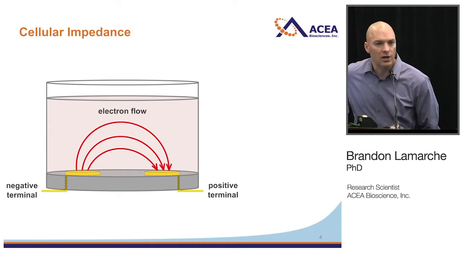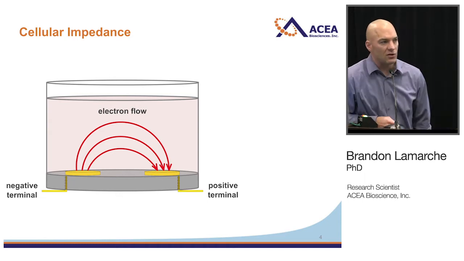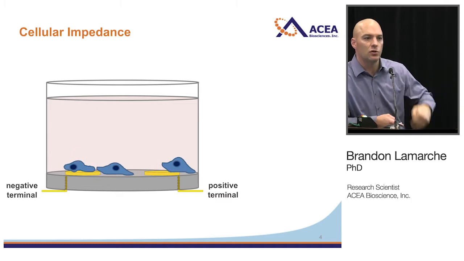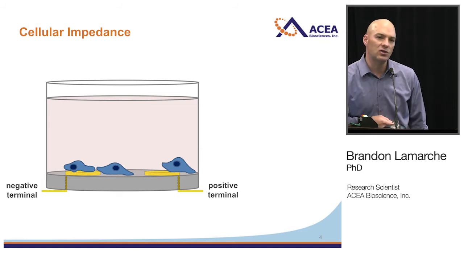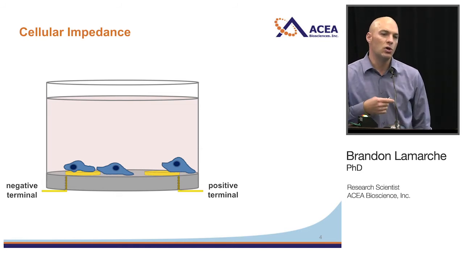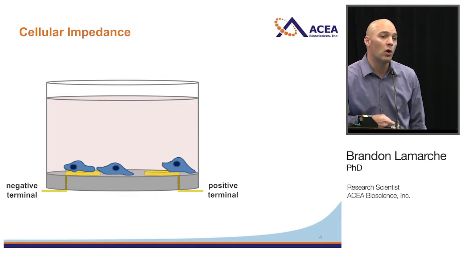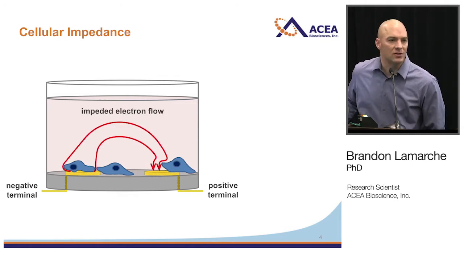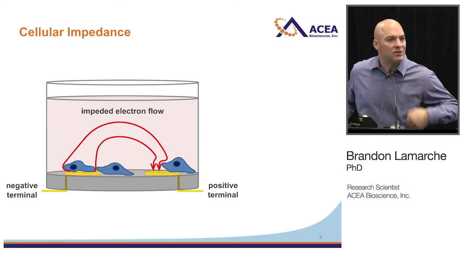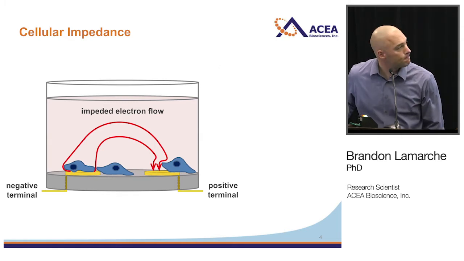Of course, we're interested in analyzing cells, and so when you've added cells to this plate, they settle out of solution and they deposit on these electrodes. And this is a very different situation now because the cells act as insulators. That is, they reduce the flow of electric current from one electrode to the next. Another term for this resistance is impedance, and this is the basis of the xCELLigence assay.